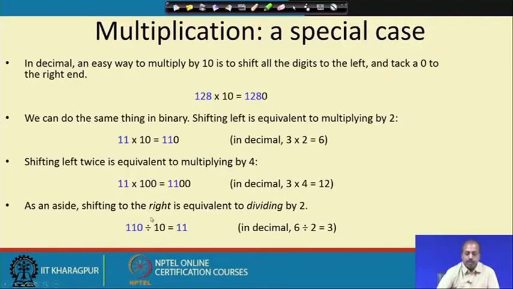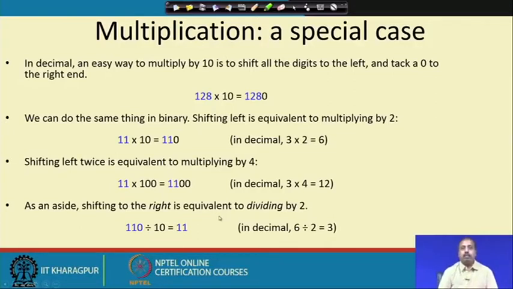So, shifting to the right is equivalent to dividing by 2. For example, this 1 1 0, that is 6. If you are shifting it right, this 0 will go. So, 1 1 will remain. So, that is 1 1 and the result is 3. So, this is nothing but 6 divided by 2 is 3.